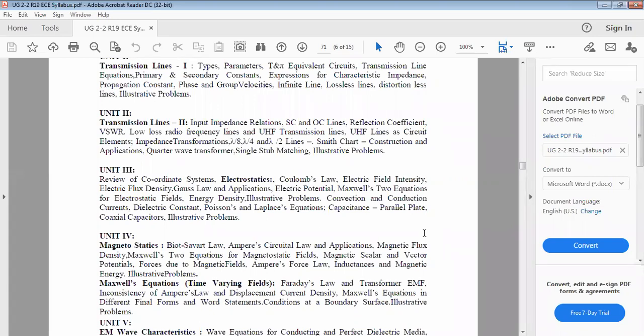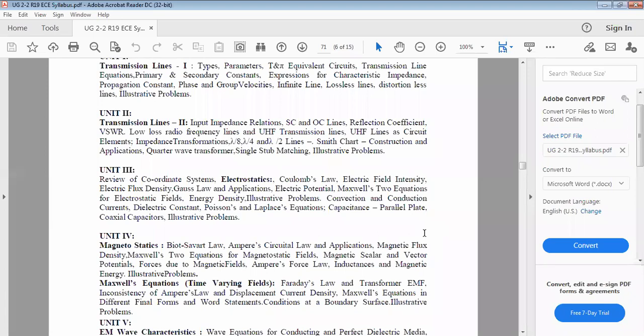Unit 4 is magnetostatics. Previously that was electrostatics. Here is magnetostatics, which is different. Here also, just like Coulomb's law, we deal with Biot-Savart's law. Just like our Gauss law, here we deal with Ampere's circuital law. Similarly, for electric flux density there, here you have to deal with magnetic flux density.